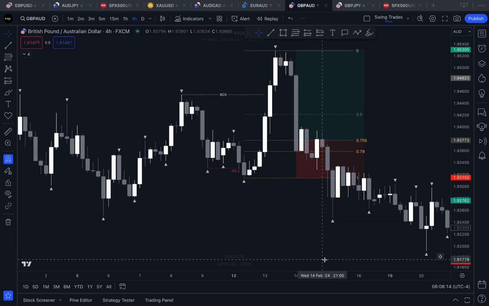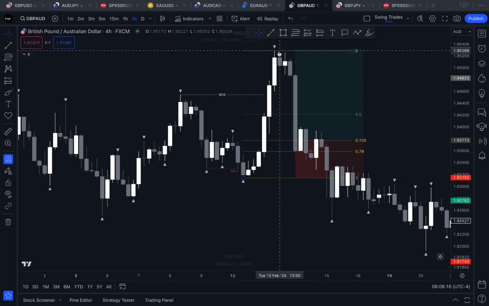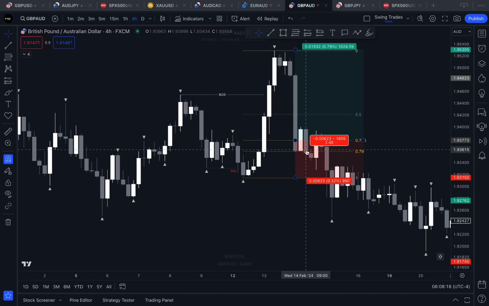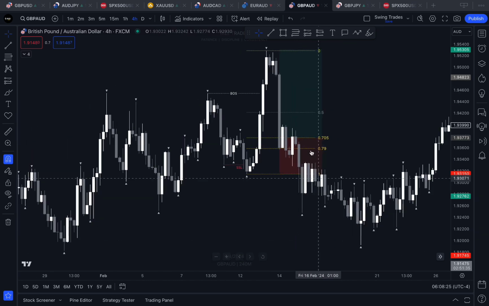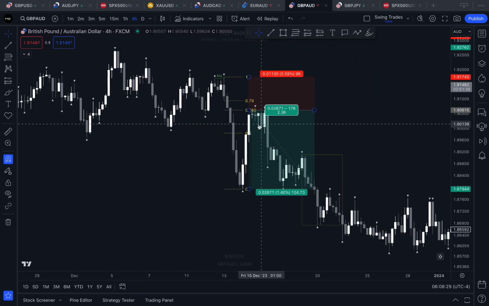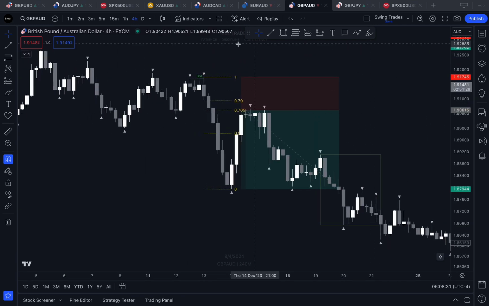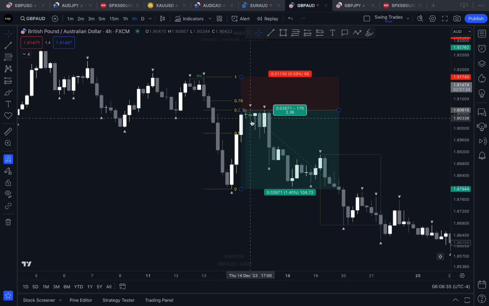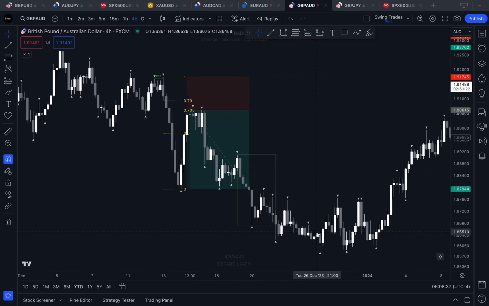Here is an example of a loss. Sweep of liquidity, break of structure, traded back into our entry zone. It held for maybe a day here, Wednesday to Thursday, and then our stop loss was hit. So that was a loss there on Pound Aussie. Going back further, back to December, here you can see sweep of liquidity, followed by a break of structure, followed by a return to our entry zone, followed by a target hit there on that one.